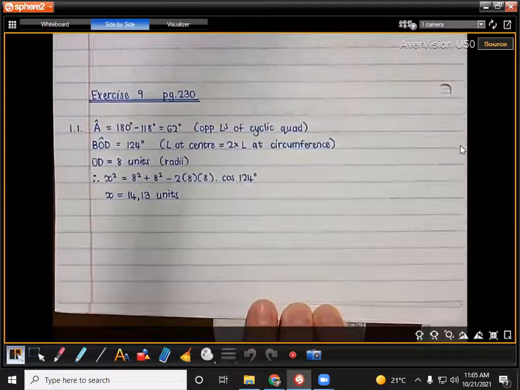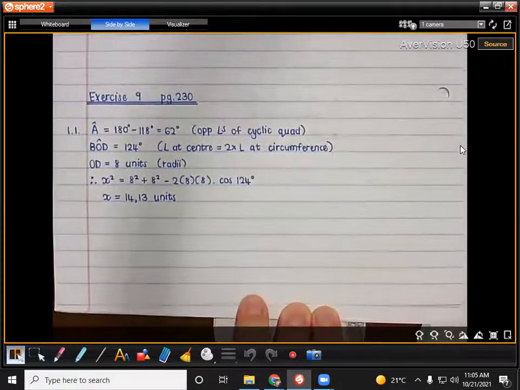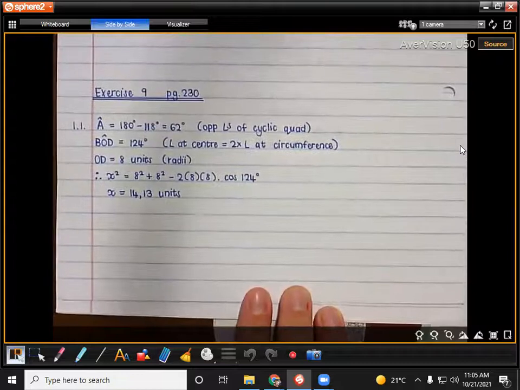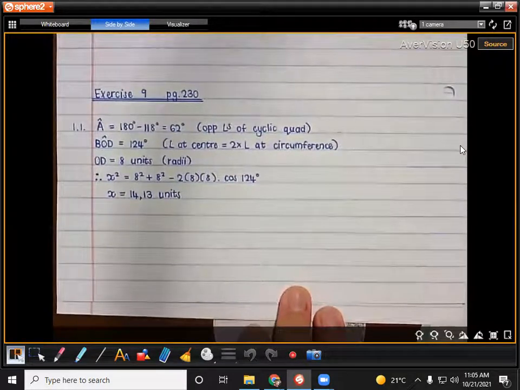Okay, there we go. There's 1.1. I got that x is 14,13. Anyone else? Yeah, I did cos rule. You could have done sine rule, I'm sure. All right. But then you would have gotten the same answer. Yeah. Yes, that's fine. Oh, because it's isosceles.